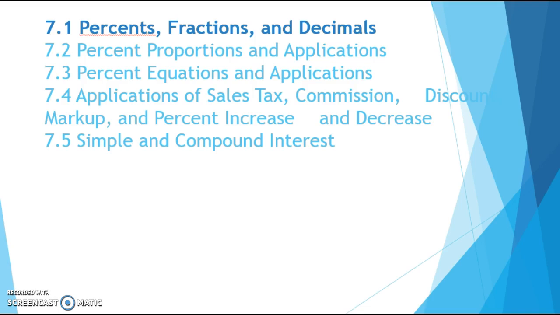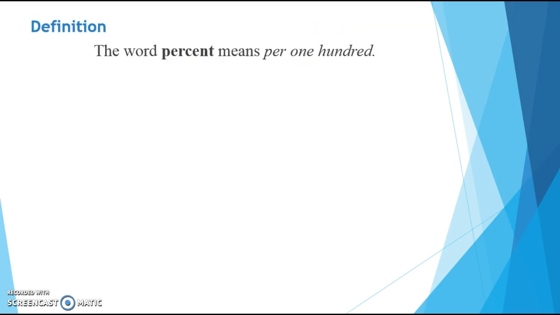So the first thing you have to know is, what is a percent? A percent is actually defined as per hundred. So when you hear percent, you need to know that that means per hundred. So if something is 55%, that means there's 55 out of 100.